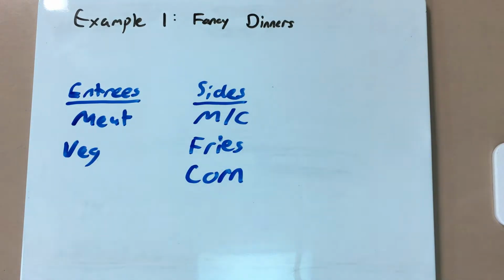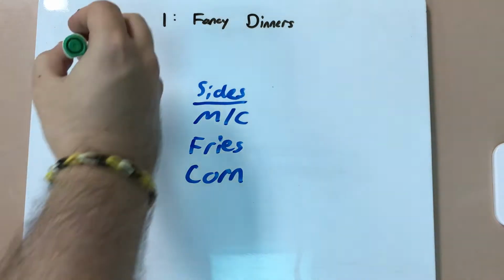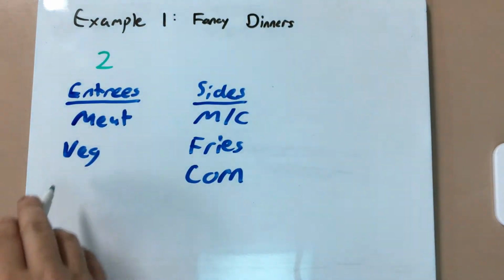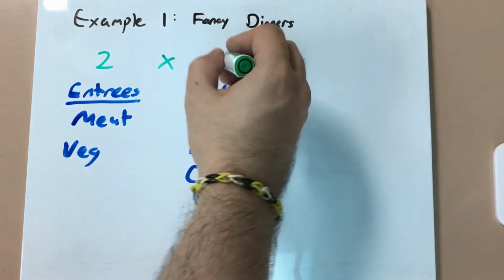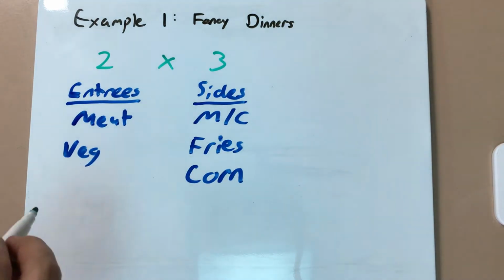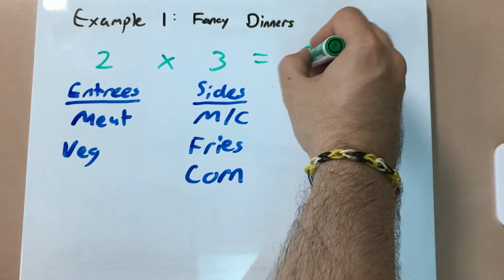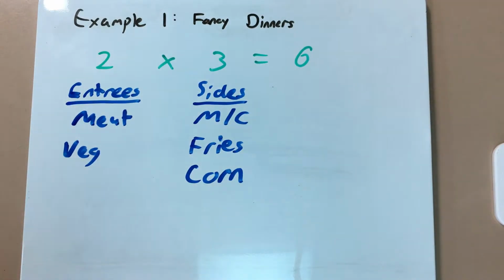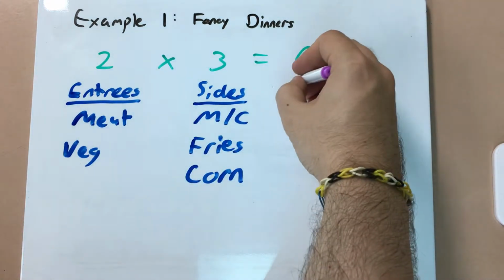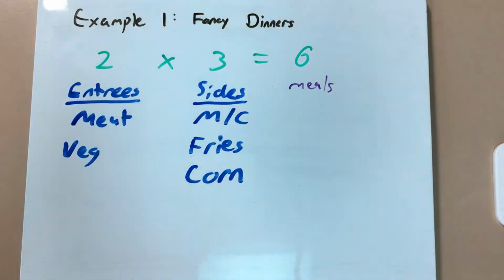And using the fundamental counting principle, the way that we can figure out how many possible dinners you can make, how many different choices of a total meal you can have, is we're going to take the number of possible entrees, so just 2, meat and veggie. We'll multiply it by the number of sides that you can choose from, mac and cheese, fries, and corn, so that's 3. We multiply these together, and we get a grand total of 6 possibilities for meals.